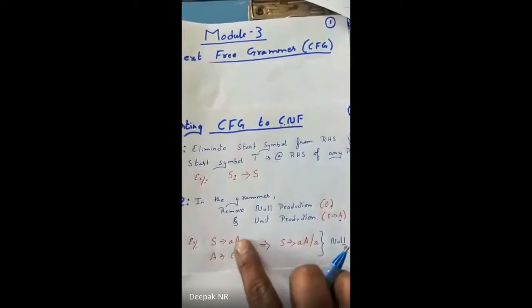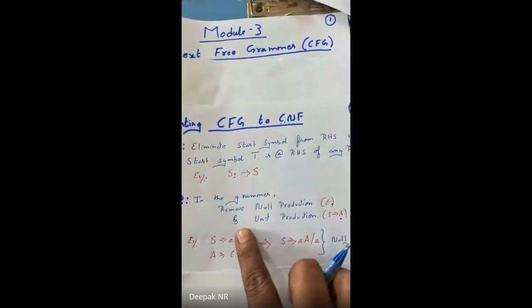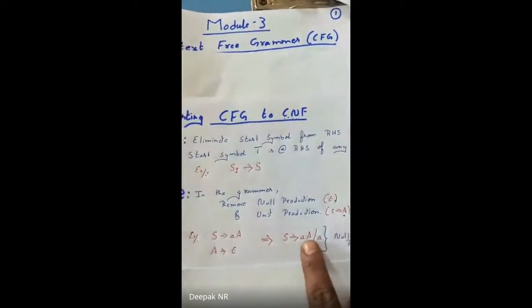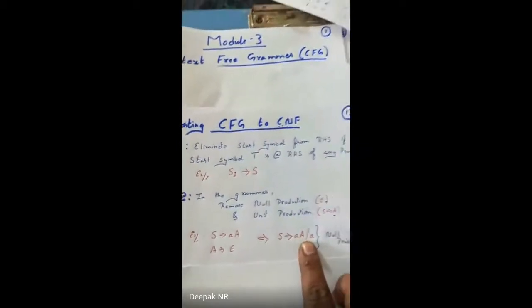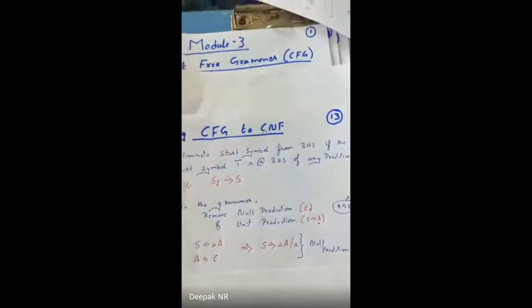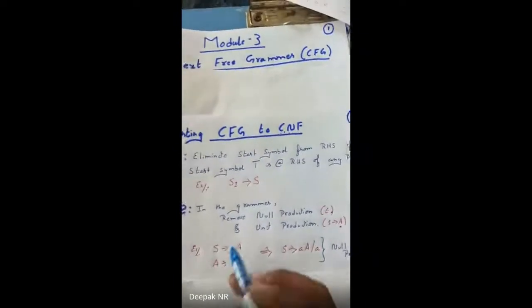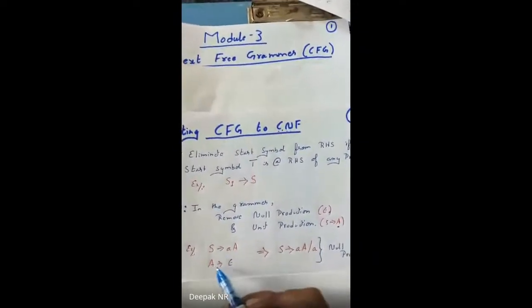So if I replace A with epsilon, a single A will be occurring. So my result will be AA slash A. And this is called a null production. Clear? I repeat again. S tends to AA and A tends to epsilon.